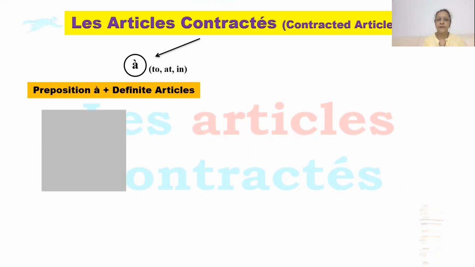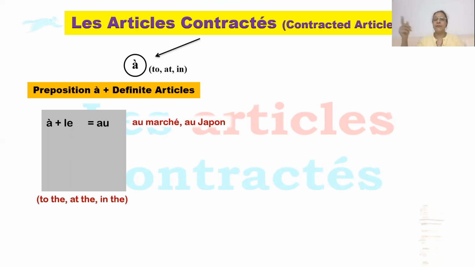Let's see. So if à comes together with le, you have to contract and make it au. And the meaning is obviously to the, at the, in the. For example, au marché, au Japon, to the market, to Japan. I do not say in English "to the Japan", but in French I have to say "to the", and it is used for masculine singular nouns.